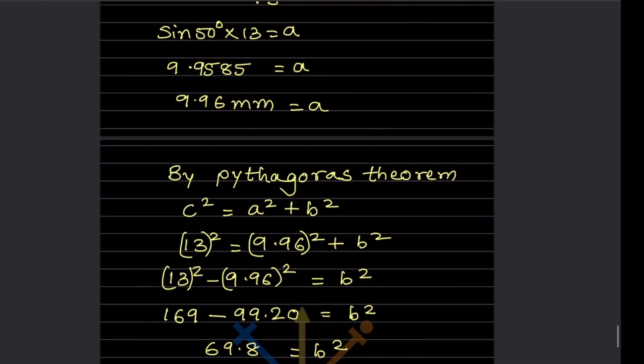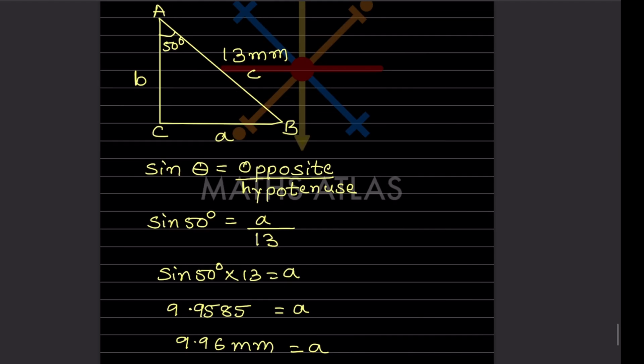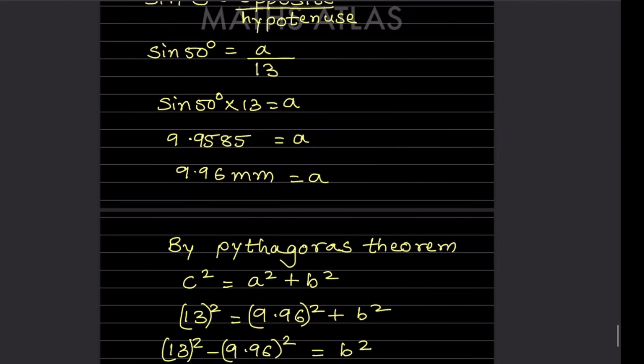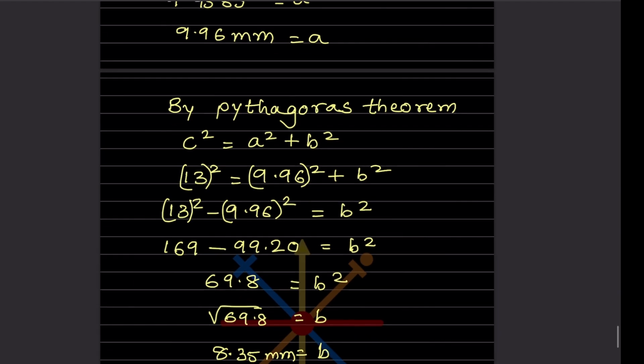Now by Pythagoras theorem, you know the hypotenuse squared is the base squared plus the perpendicular side squared. So that will be C square is A square plus B square. Now you have C square. What do you have here? The hypotenuse is 13 square.